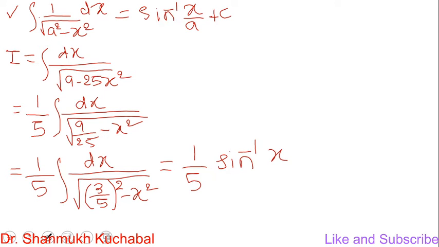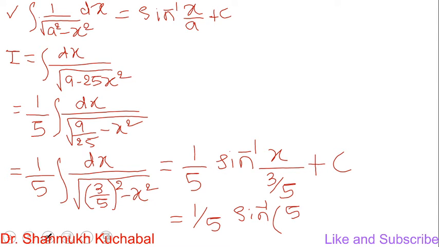X value is x itself. Then a value is 3 by 5, 3 divided by 5, and constant of integration c. So this is equal to 1 divided by 5 sine inverse. We will transport it to the numerator. So we get this as 5x divided by 3 and constant of integration c. So this is the solution of the given integral.